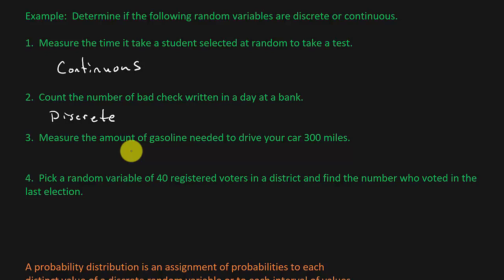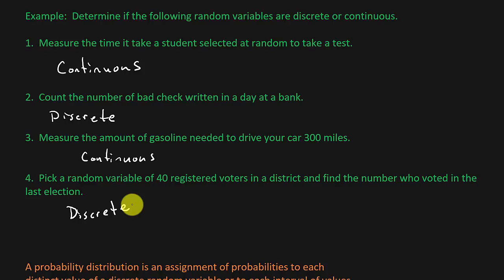And then pick a random sample of 40 registered voters in a district and find the number who voted in the last election. Of the 40 people, how many voted in the last election? It's going to be 1 or 2 or 3 or 4. It's not going to be 4.05, is it? You can't have 0.05 of a person vote. So that is discrete. Hopefully that gives you an idea of the difference. Discrete, you're able to count it: a 1, a 2, a 3, a 4. But continuous can take on any value, decimals and all that good stuff.